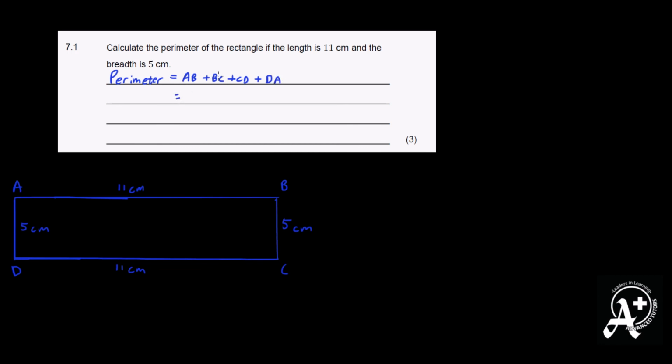And now we can simply go and substitute in. So we know that AB is 11 centimeters, plus, I will add the units back at the end, BC is 5, plus CD is 11, plus another 5. So you could have said 11 times 2 plus 5 times 2. So we've got 22 plus 10, so that gives us 32 centimeters.